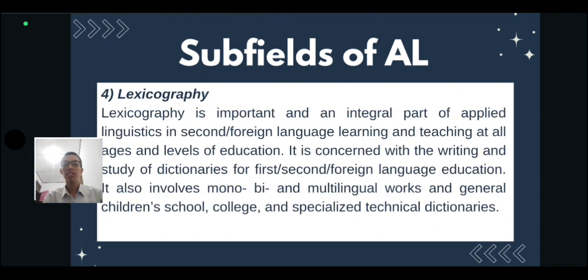Four is lexicography. Lexicography is an important and integral part of applied linguistics in second or foreign language learning and teaching at all ages and levels of education. It is concerned with the writing and study of dictionaries for first, second, or foreign language education. It also involves mono-, bi-, and multilingual works and general, children's, school, college, and specialized technical dictionaries.